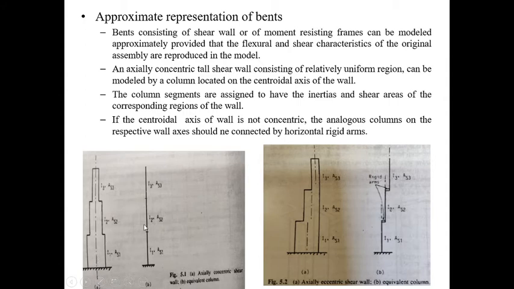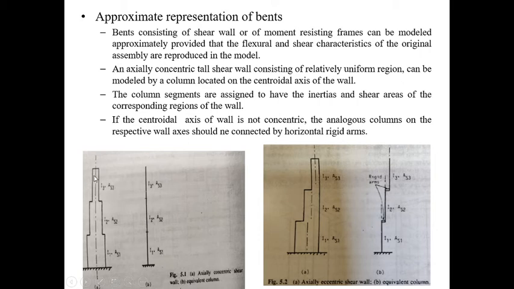When it is modeled, it can be represented by a column located on the centroidal axis of the wall. You can see the centroidal axis of the wall in the model here. This part is represented as I1, AS1, so whatever flexural and shear area is there, you represent in the model. Similarly I2, AS2, and I3, AS3.